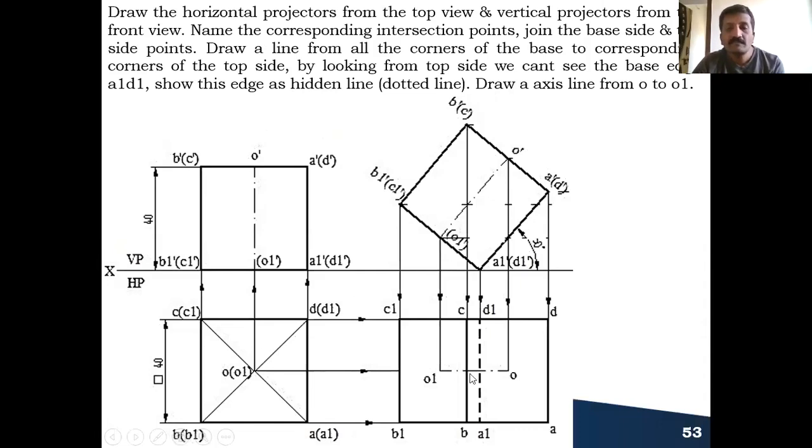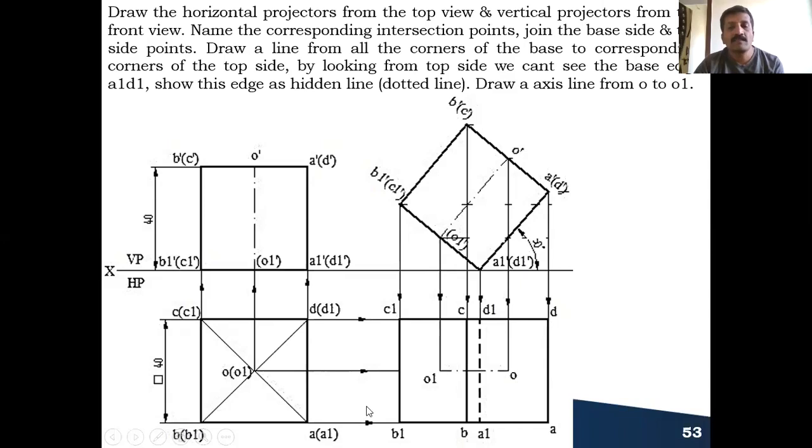coincide the points. Where is A? A is here. A dash is here. This is A. B is here. B dash is here. This is B. C is here. C dash is here. This is C. D is here. D dash is here. This is D. And O is here. O dash is here.